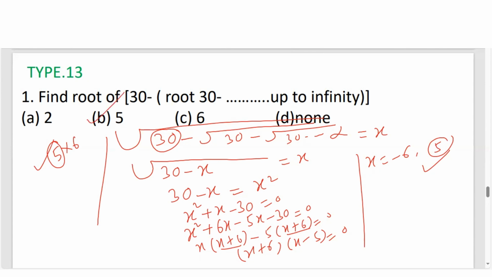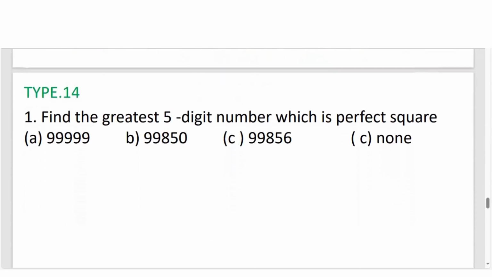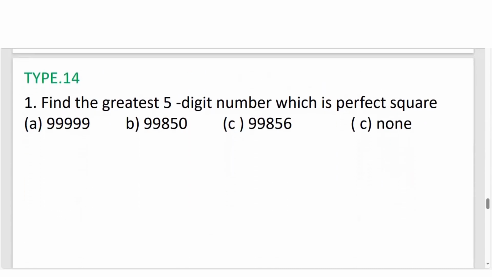Let us see the next question. So here the next question is also a very important question. This question, type number 40, is: find the greatest 5-digit number which is a perfect square. Everyone knows what the greatest 5-digit number is: 99999. I have already explained this concept in class number 1. So here the greatest 5-digit number is 99999. But we do not need only the greatest number, we need the greatest number which is a perfect square.